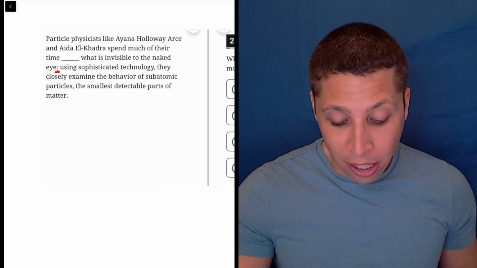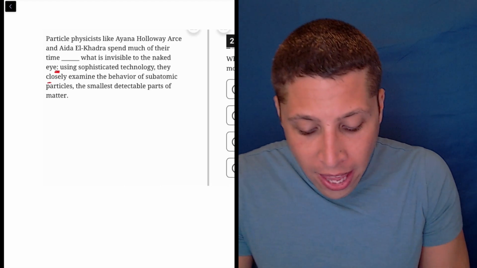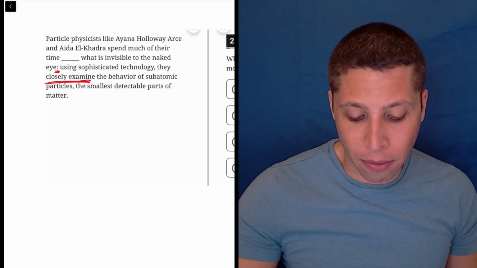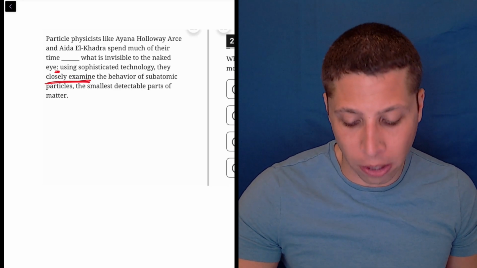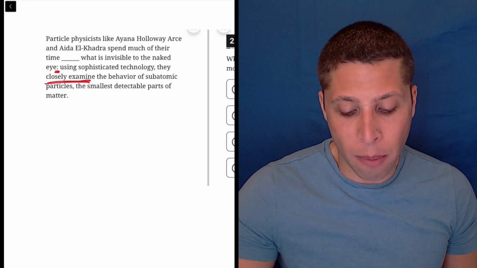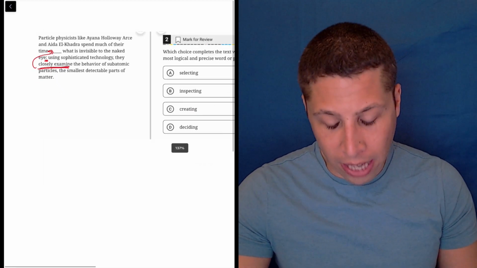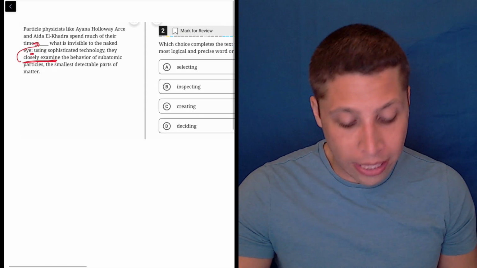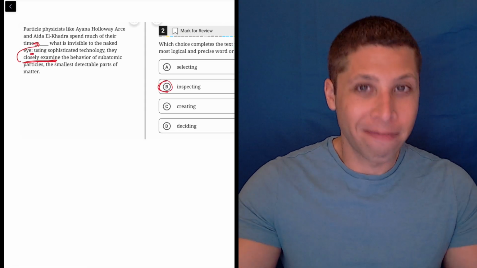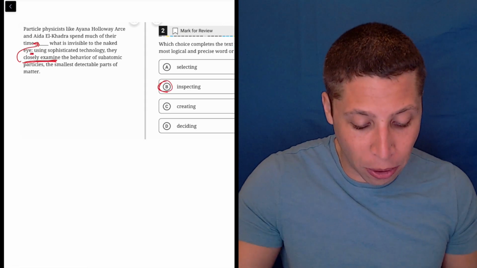So what do they say? Using sophisticated technology, they closely examine the behavior of some atomic particles, the smallest detectable parts of matter. So they spend much of their time what? How about closely examining what is invisible to the naked eye? And what's a word that means closely examining? Inspecting. Right? It just means to look at something. So there you go. It's perfect.